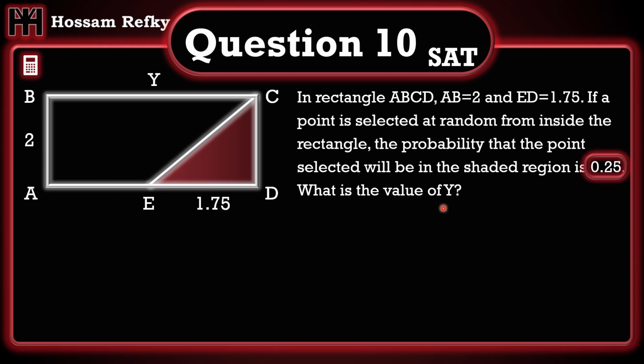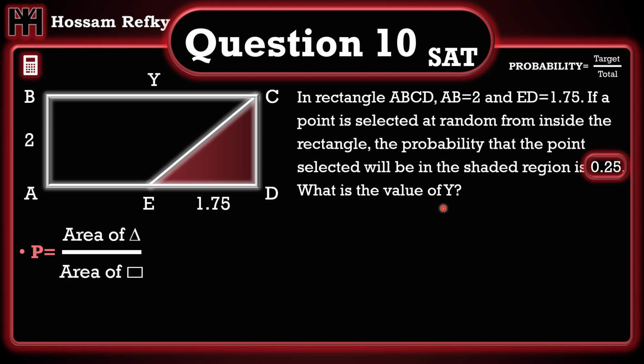So they give us a probability, which is 0.25. But how did they get this probability? The target over the total. What is the target here? It is the shaded part. What is the area of the shaded part? The area of the triangle, and the area of the whole rectangle. The area of the triangle is half base times height, and the area of the rectangle is length times width.